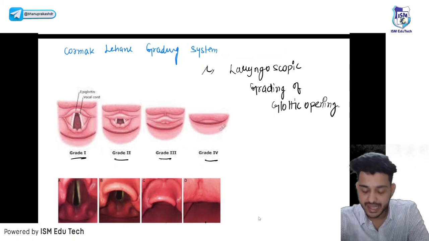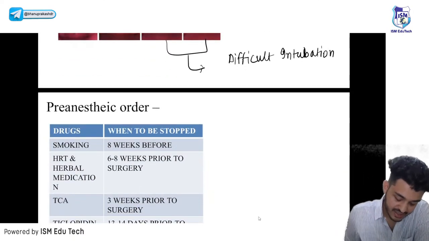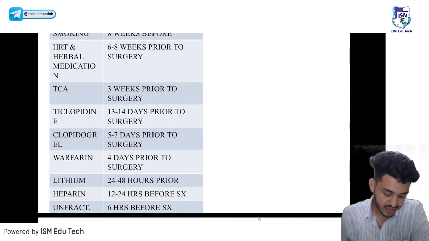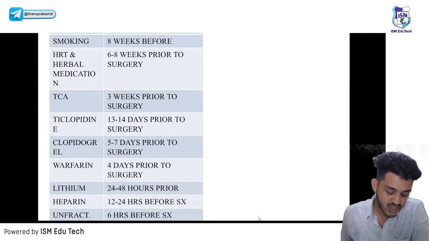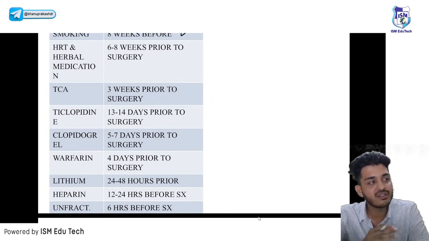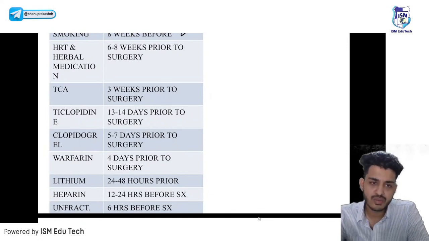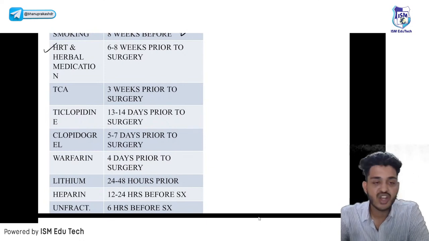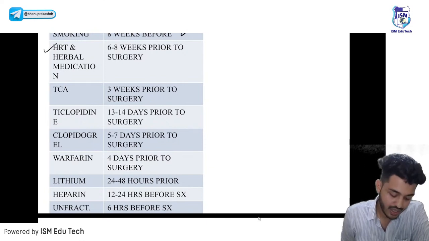Now we have seen the airway, let's move on to the pre-anesthetic order. Okay, now the patient will ask, sir, you have taken my history, now I'm taking some drugs, should I continue all those drugs or should I stop some drugs? So that will be considered under the pre-anesthetic order. If the patient is smoking, we need to tell the patient to stop smoking, okay. For example, someone is coming for elective surgery, I will say come after 2 months, just please try to stop the smoking, okay.